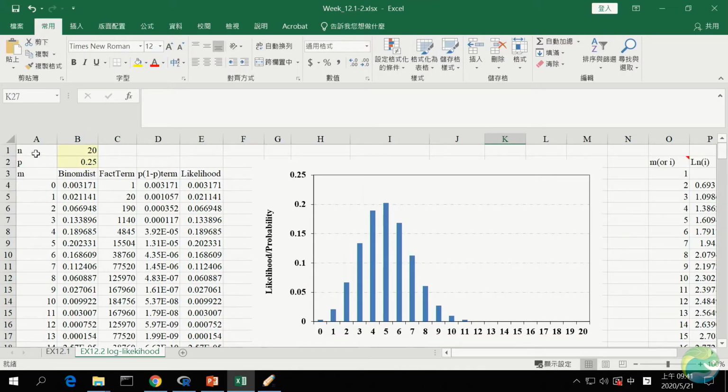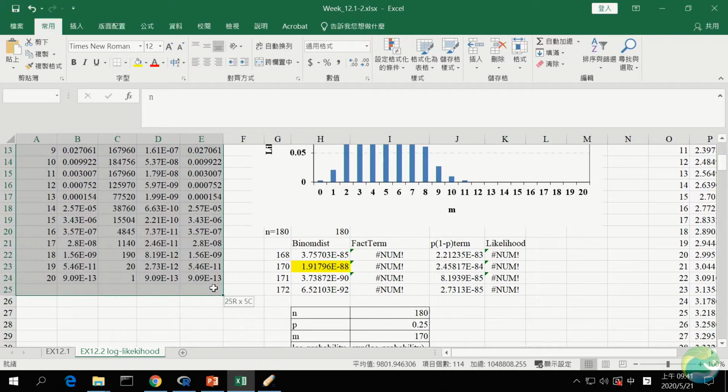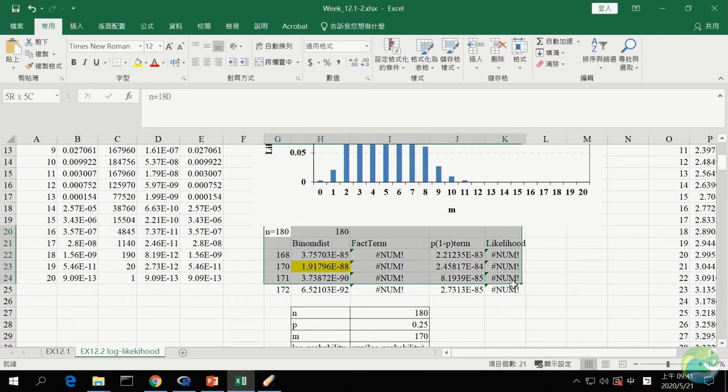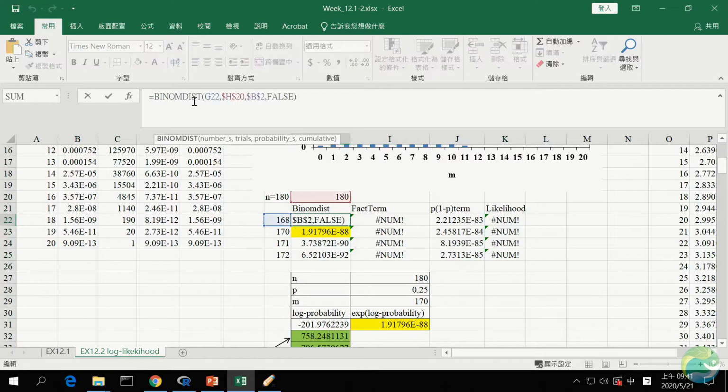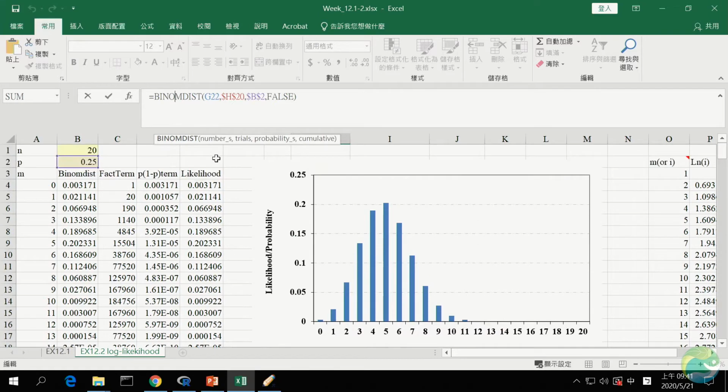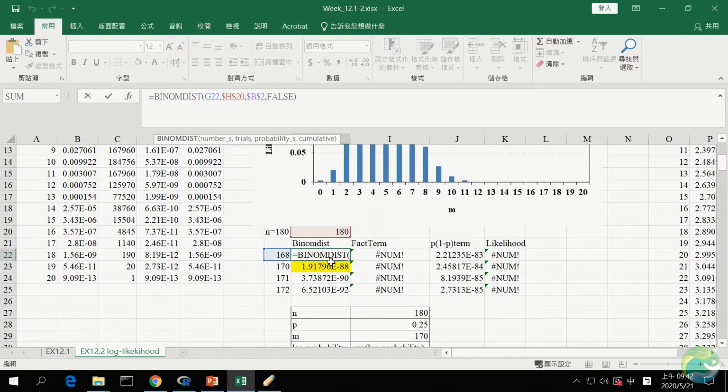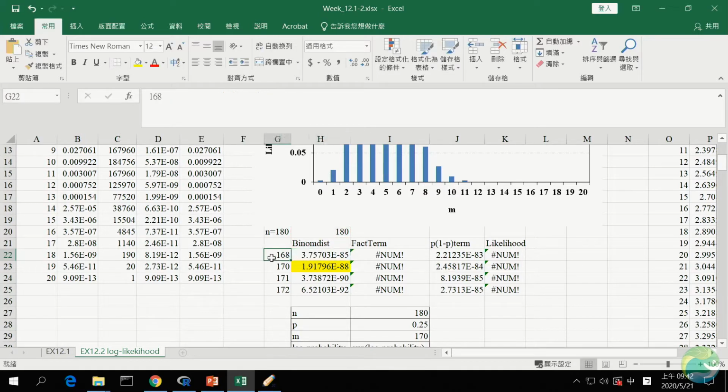So here is the same. It's our first example. But here I'm going to show you the second example. We are using the same distribution, binomdist. P is the same, 0.25. However, the total number of trials is now increased to 180. Because we have 180 trials, we may have 168 or 170, up to 180 total successes.